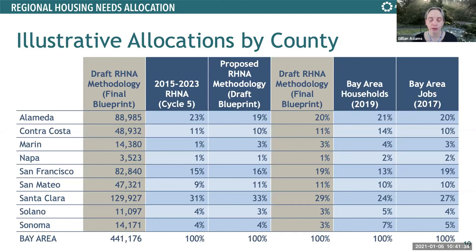When comparing the share of RHNA units from the draft methodology to the county's share of existing households, only San Francisco and jurisdictions in San Mateo and Santa Clara counties receive a larger share of the region's RHNA compared to their current share of the region's households. Lastly, when looking at jobs, Contra Costa, Santa Clara, and San Mateo counties have a share of RHNA units that is larger than their share of existing jobs.